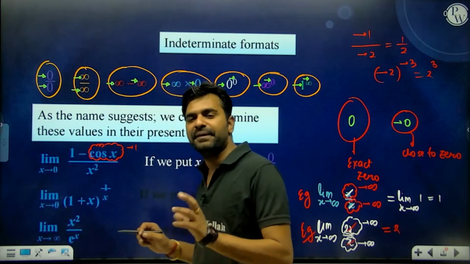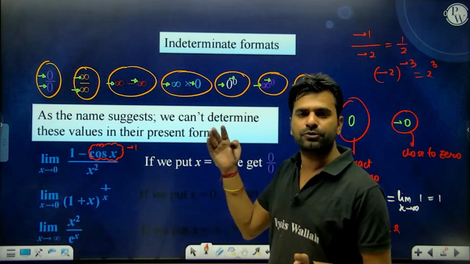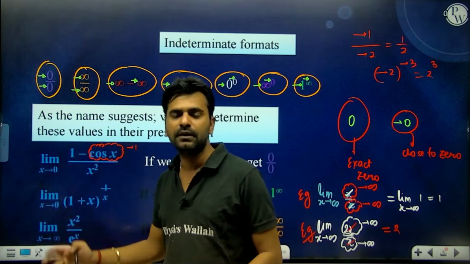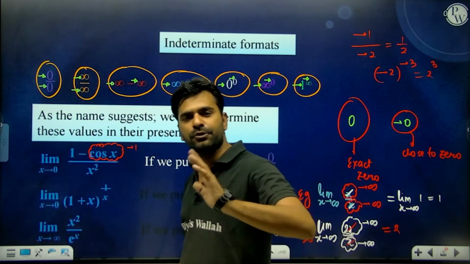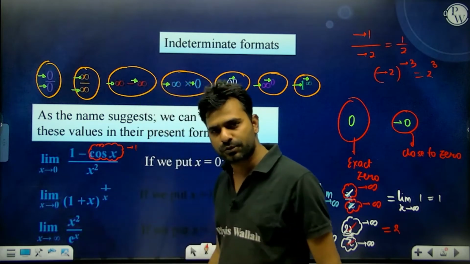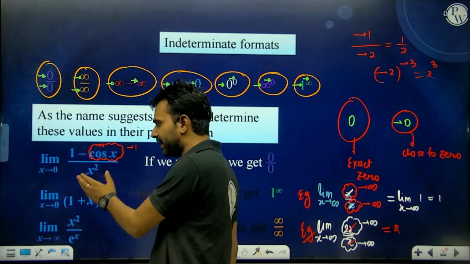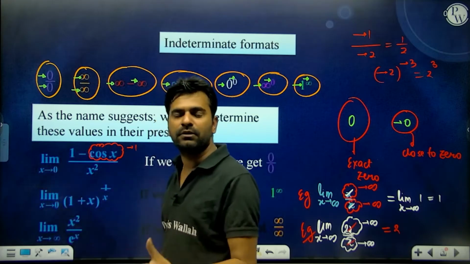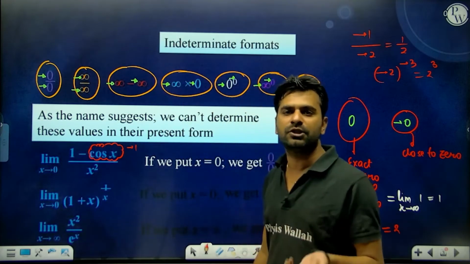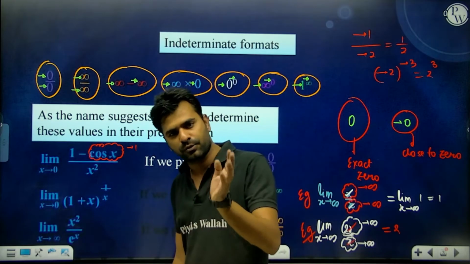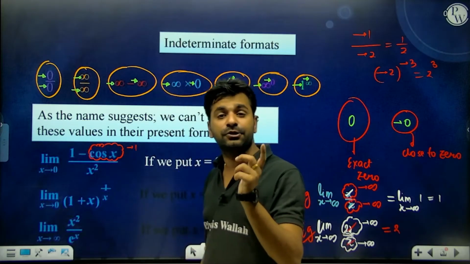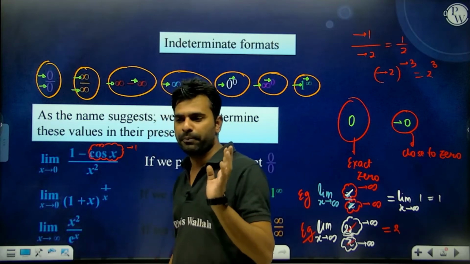Approaching 0 means it can be either 0.000000000000001 or it can be minus 0.00000000000001. So this particular thing is not defined for x equal to 0, but here in the case of limits I am talking about the neighborhood of 0, meaning I am talking about 0.0000000001 or minus 0.00000001. I hope you people understood this much.